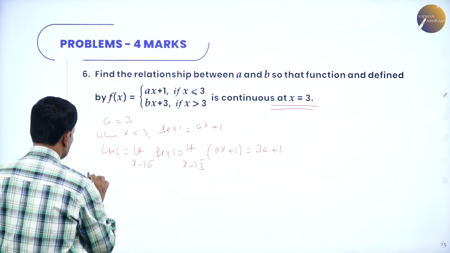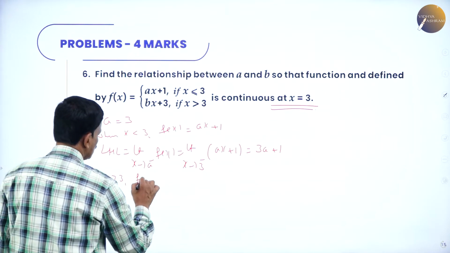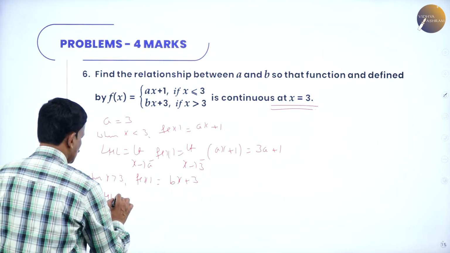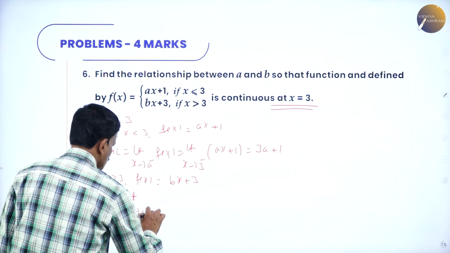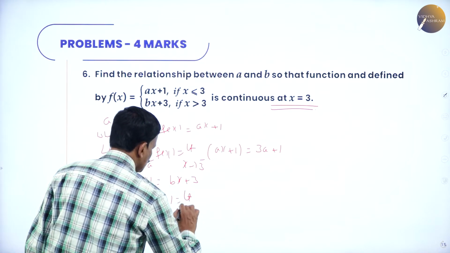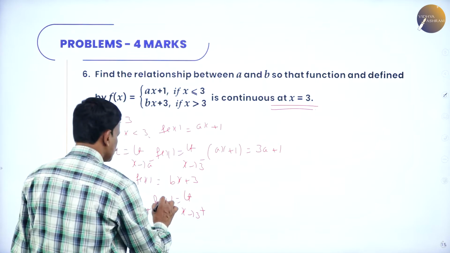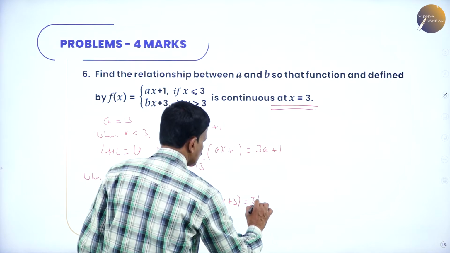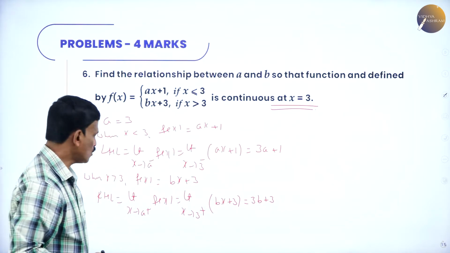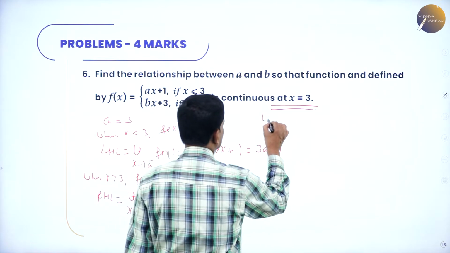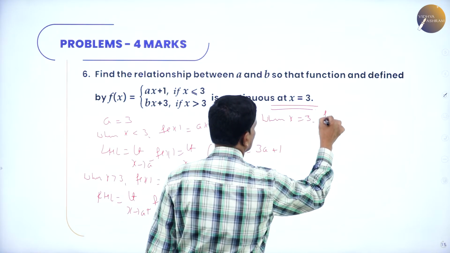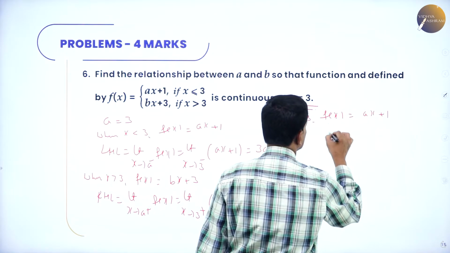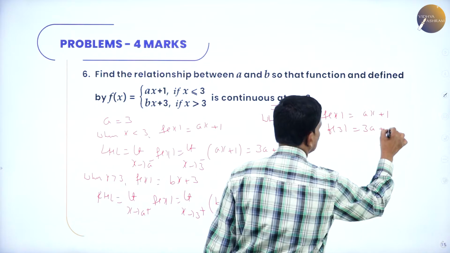Similarly, when x is greater than 3, f of x is equal to bx plus 3. So, you will get the right hand limit is equal to limit x tends to 3 plus of f of x, where f of x is bx plus 3, put x is equal to 3, that is 3b plus 3. Now, what is given: when x is equal to 3, the functional value f of x is equal to ax plus 1, that is f of 3 is equal to 3a plus 1.